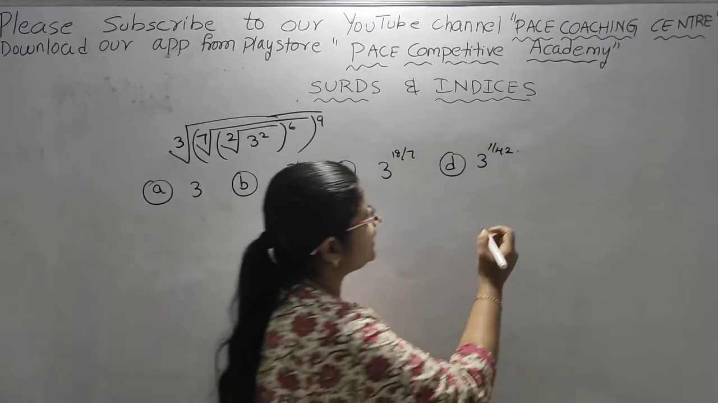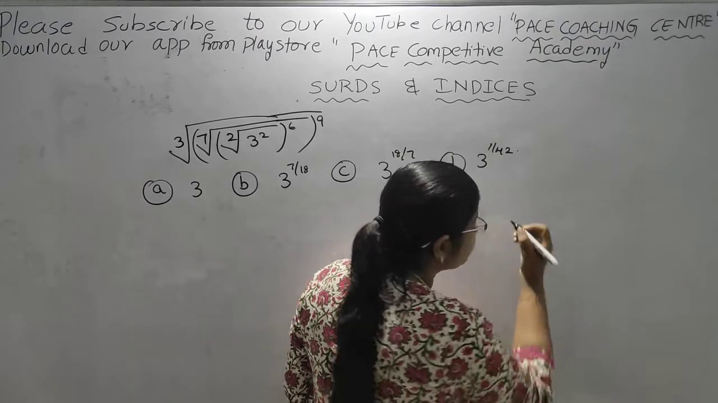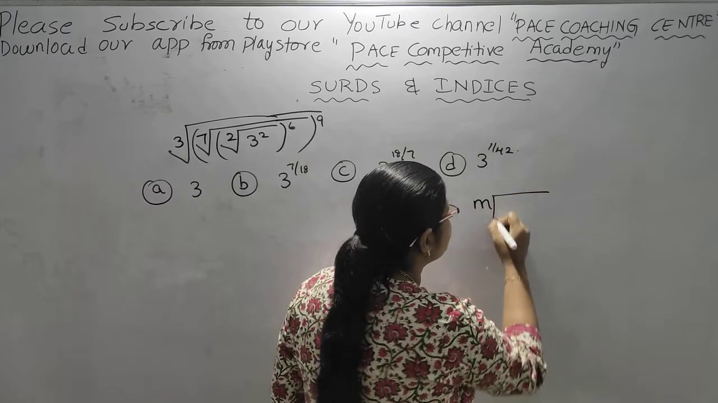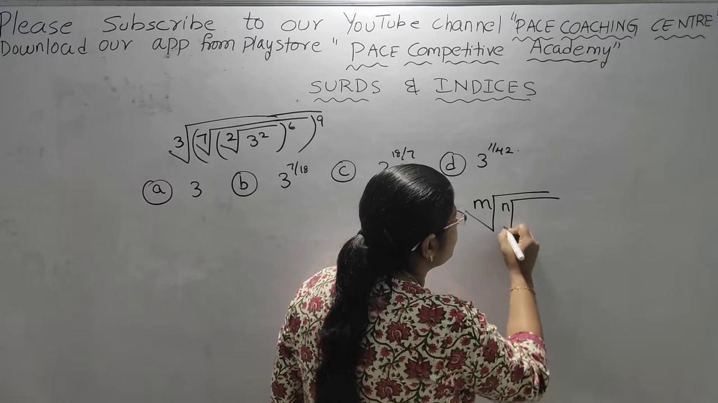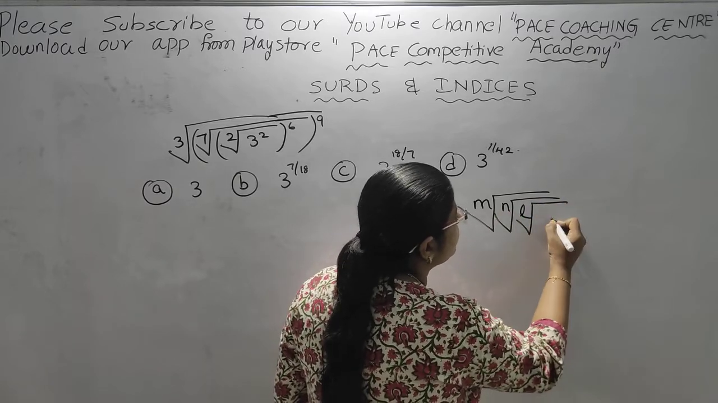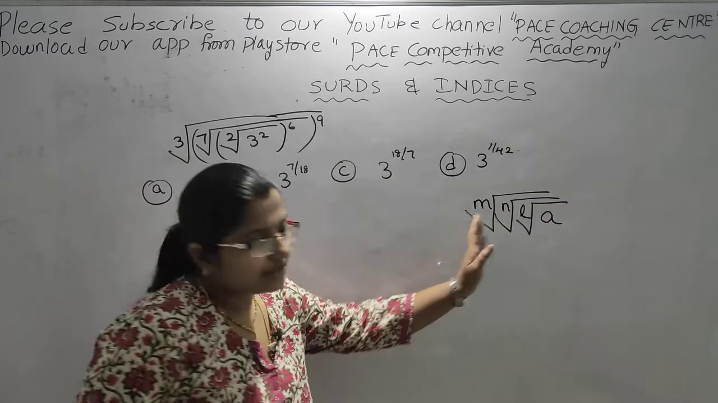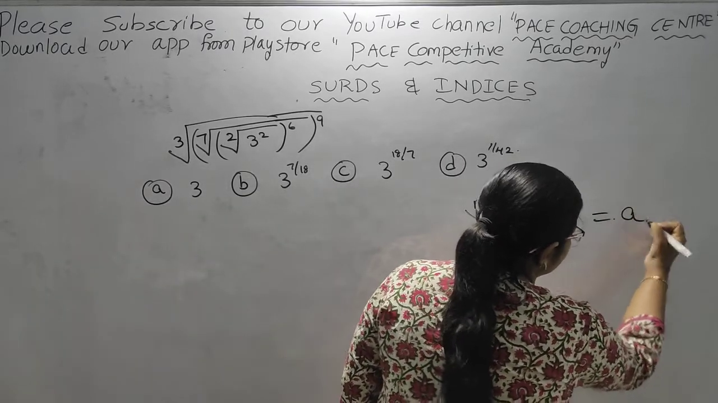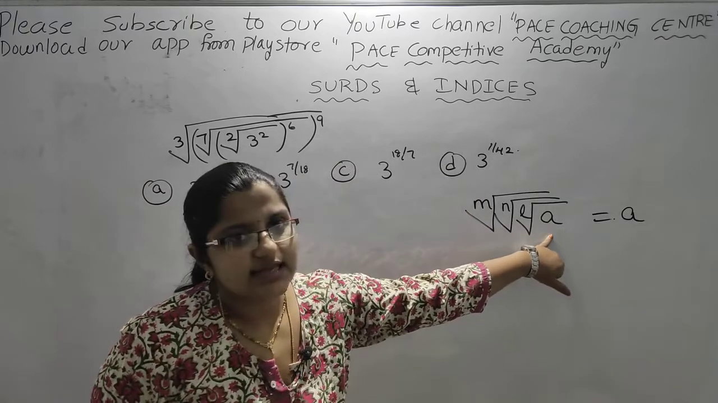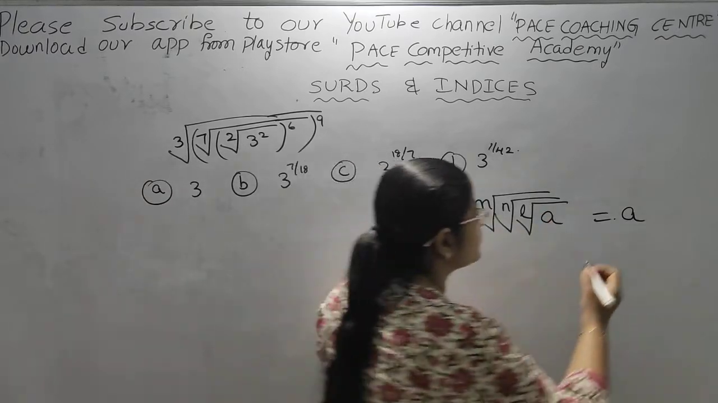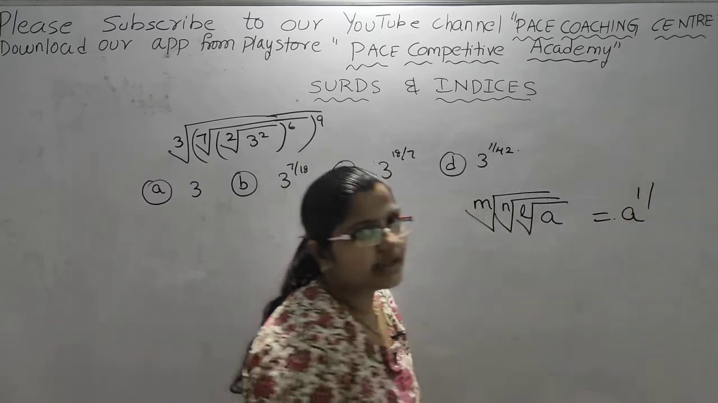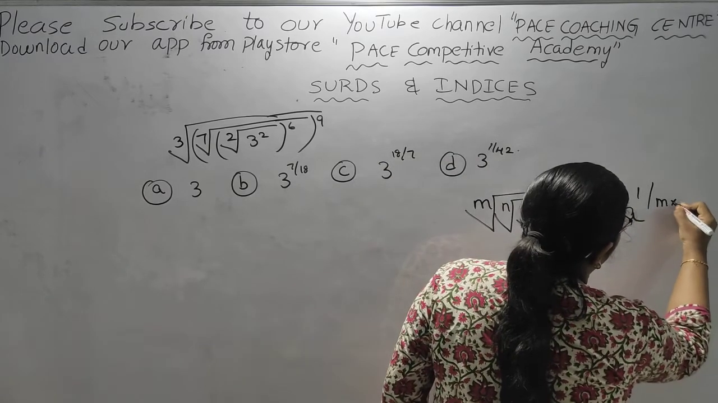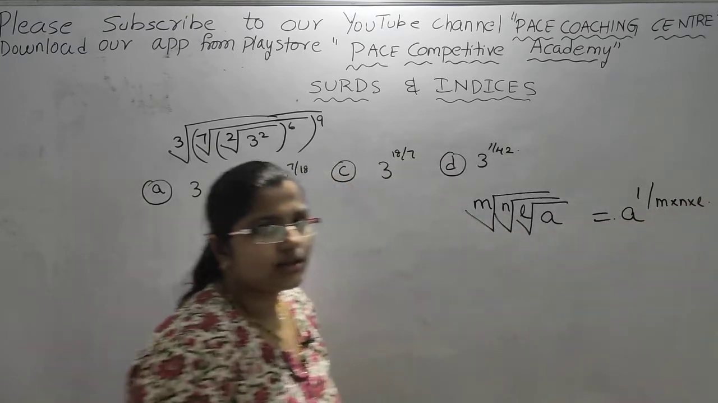Okay, so we know from the law of indices, from the law of surds, I have already told you, nth root of a. How many roots it may be? You need to solve it like this. A power, the number inside all the roots, whole power 1 divided by, multiply all the roots, M into N into L. So this is the answer.